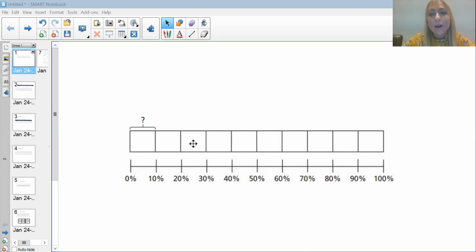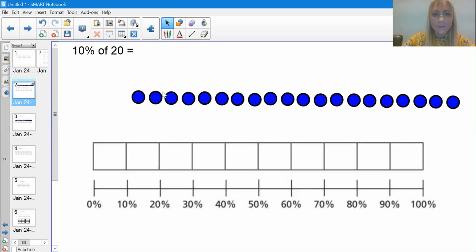So each of these little boxes is worth 10%. And you'll remember that from last week when you were looking at fractions and which part of the bar model was shaded. So this is worth 10%. And if I have 10 lots of 10, I have 100. So if I have 10 lots of 10%, I have 100%. So the bar models we're going to be looking at today will be split into 10 equal sections. So let's have a look at our first question.